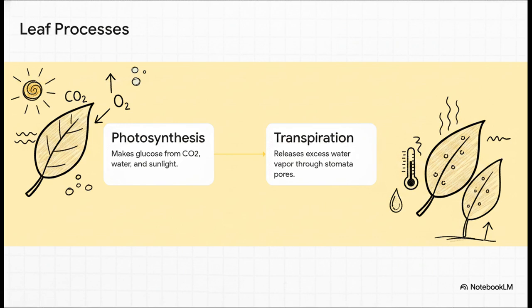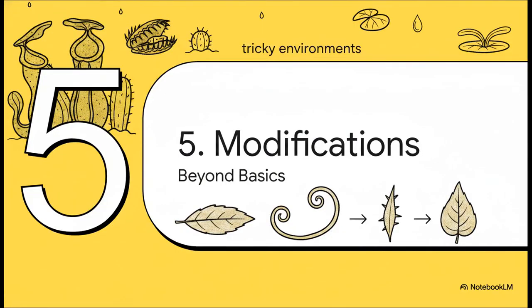Leaves have these tiny pores called stomata. Through these pores, the plant releases excess water into the air as vapor. Essentially, the plant is sweating. This helps pull more water up from the roots and cools the whole plant down. And that leads us to our final section, Section 5, Beyond Basics, Leaf Modifications.